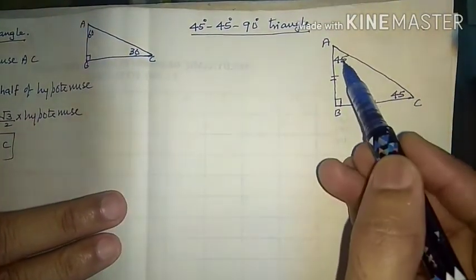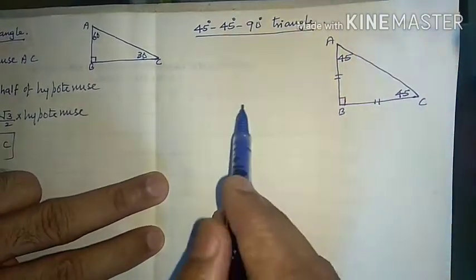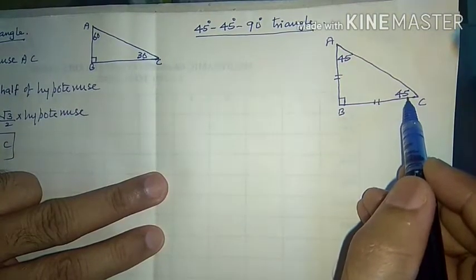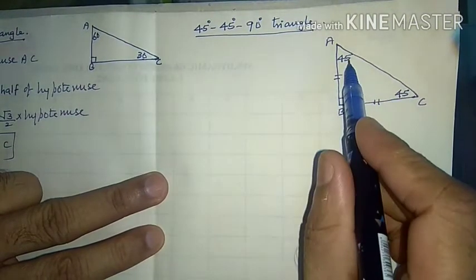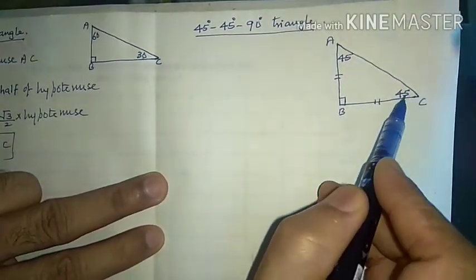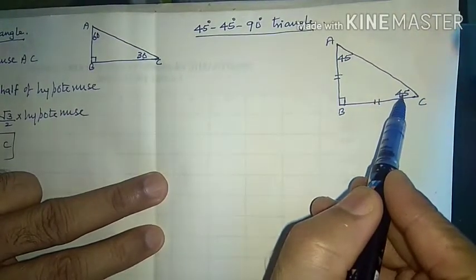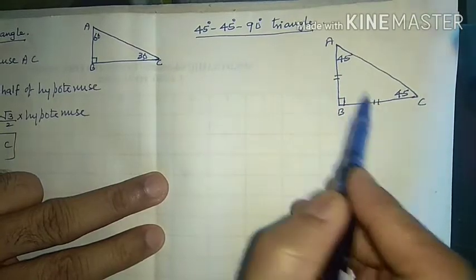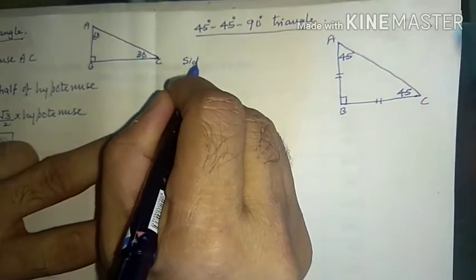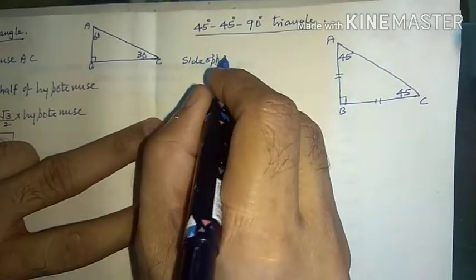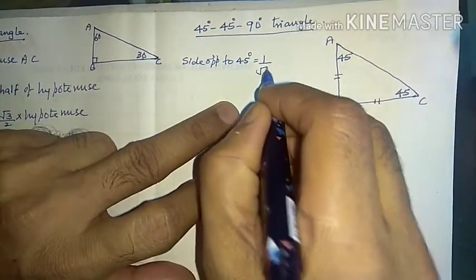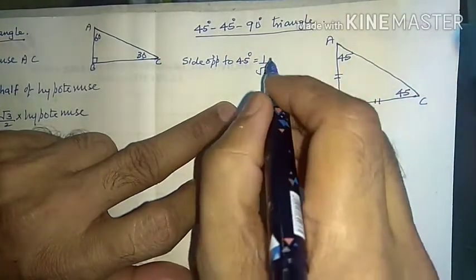A 45 degree, 45 degree, 90 degree triangle means one angle is 45 degree and one angle is 90 degree. Obviously, the third angle is 45 because the sum of these two angles is 90 degree. Therefore, it is a 45, 45, 90 triangle. The sides opposite to the 45 degree angles are equal, congruent. The theorem says the side opposite to 45 degree is equal to 1 by root 2 times the hypotenuse.